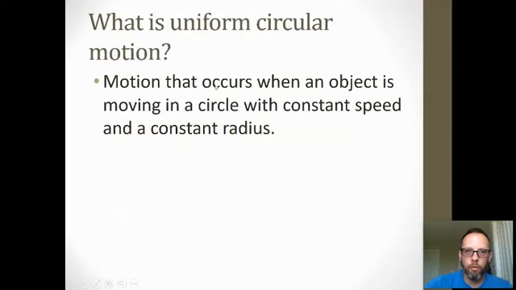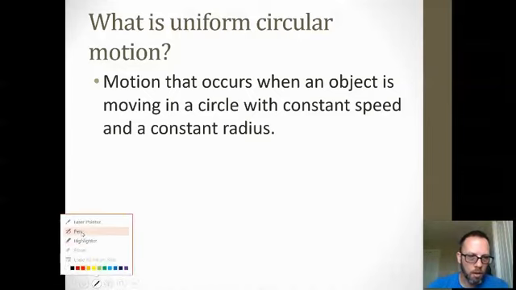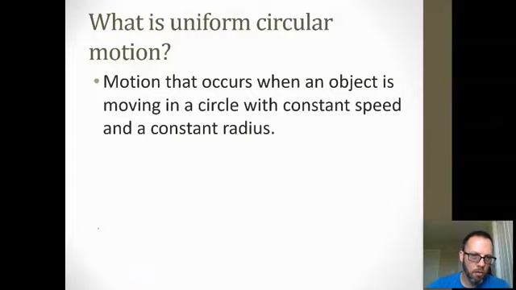So what is uniform circular motion? It is motion that occurs when an object is moving in a circle with a constant speed and a constant radius. Those are the 2 important things. So constant speed and constant radius.